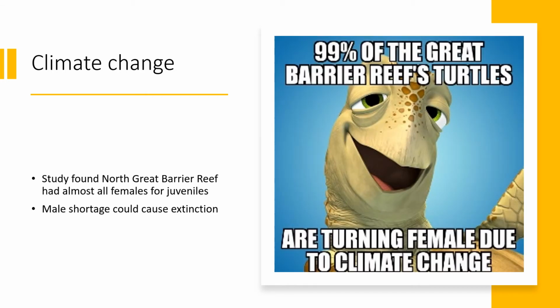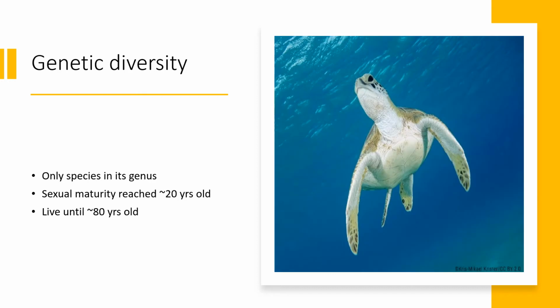However, along with the climate change, one study found that the North Great Barrier Reef had almost all females for juvenile turtles, and this is causing major male shortages not only in the North Great Barrier Reef but in other areas as well. And if this trend continues, then extinction will occur. Some other impacts on the genetic diversity are that it's the only species in its genus, which decreases the genetic diversity, as well as sexual maturity isn't reached until they're about 20 years old, which is relatively late.